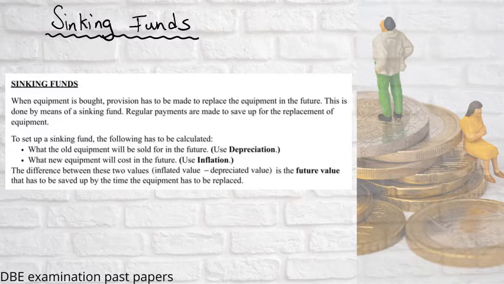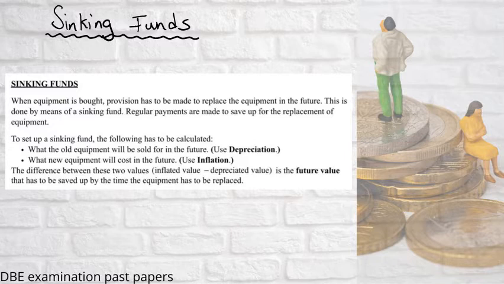So what happens? When equipment is bought, provision has to be made to replace the equipment in the future. For example, companies that have photocopying machines know that in the future they'll need to replace those machines. They'll be old and maybe not functioning anymore. So they open an account where they will be saving money in order to prepare for replacing those photocopying machines after a certain period of time. We call that account a sinking fund.